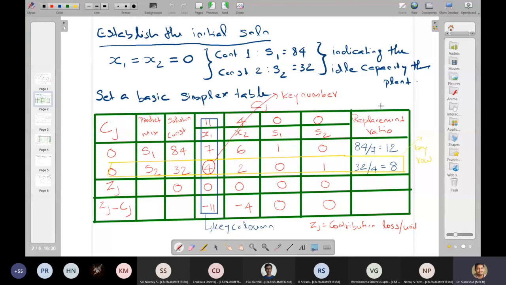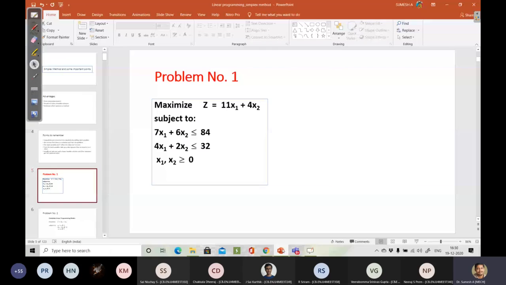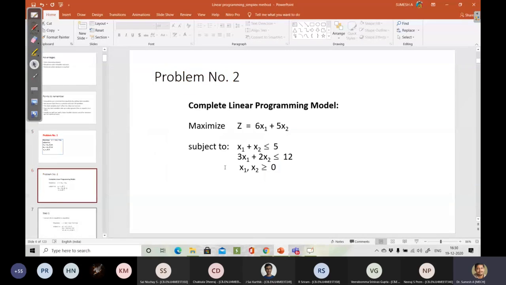Anybody else? Any other doubts? Okay. If no other doubts, I'll give you the second problem. This one I already solved. So problem number 2. Please start and solve the problem.